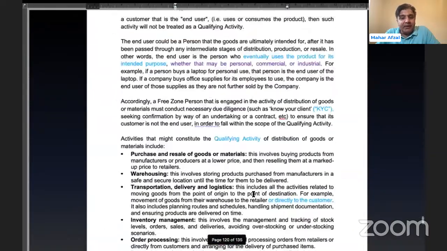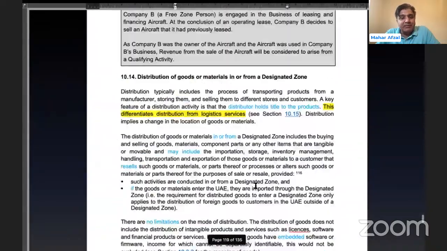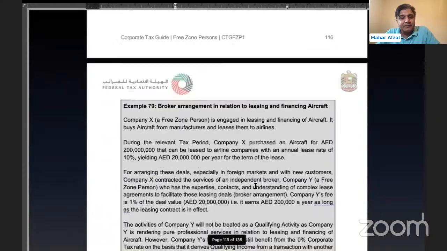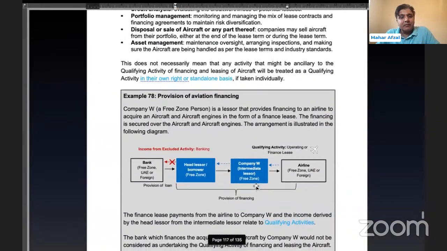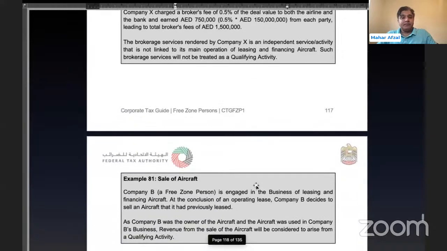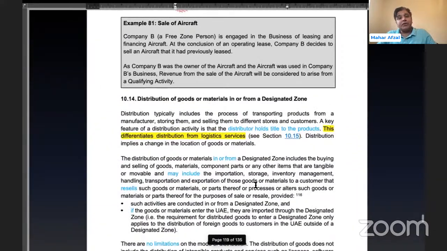Okay, our favorite distribution business. I'll quickly go through this. Now, I have already told you about the distribution business. The only one thing we were looking for, basically, if the goods are not entering into the UAE, goods are moving from one country to the other country, third port sale, will it be considered a qualifying activity or not? This was the question that everybody was asking.